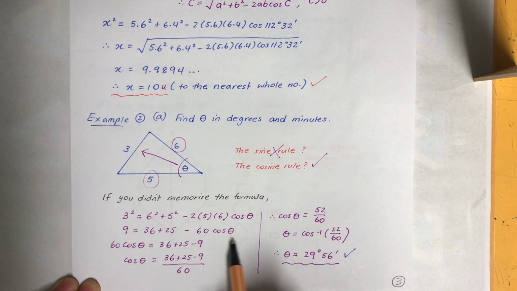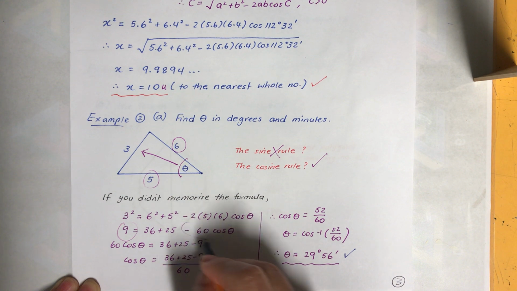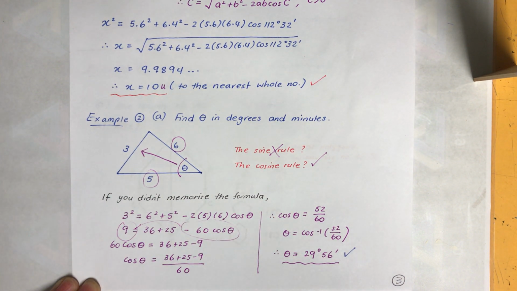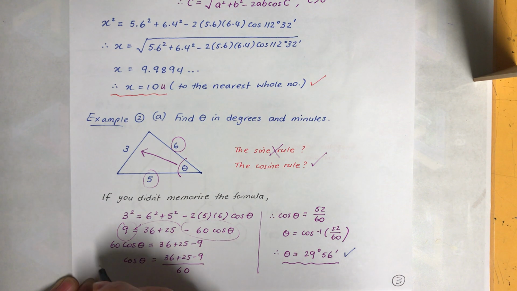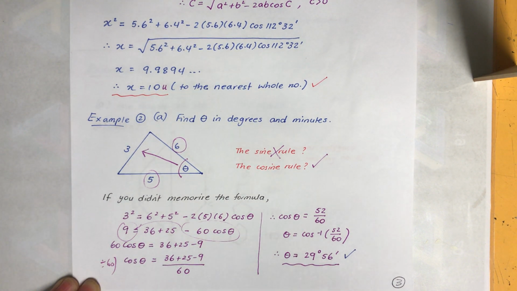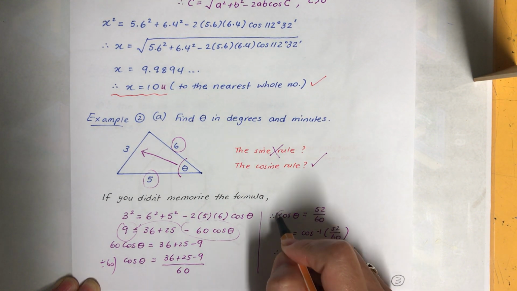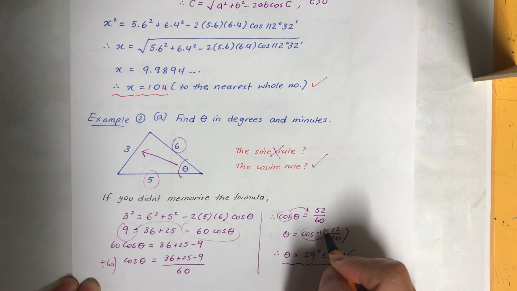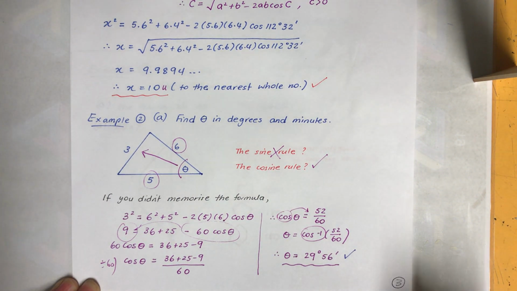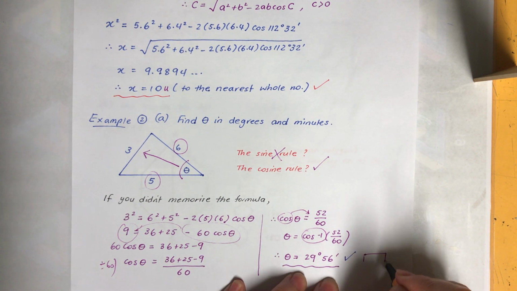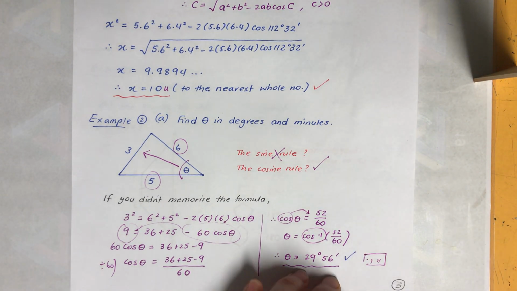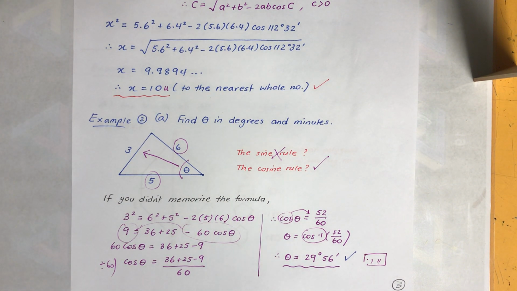Now I've done that and I'm going to swap this so that I can have a positive. So I'm going to have 60 cos theta equals 36 plus 25 minus 9. And then I'm going to divide it by 60 because I want cos theta to be the subject. And I've done that and simplified it. And of course, this goes to the other side, it becomes inverse cos. And then you use, obviously, DMS to get to the degrees and minutes.